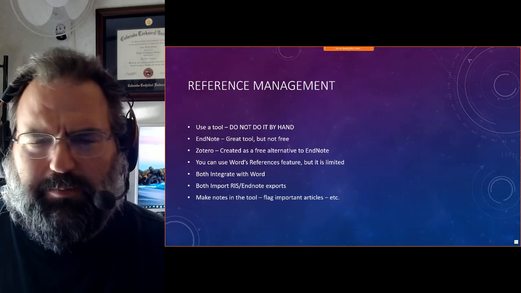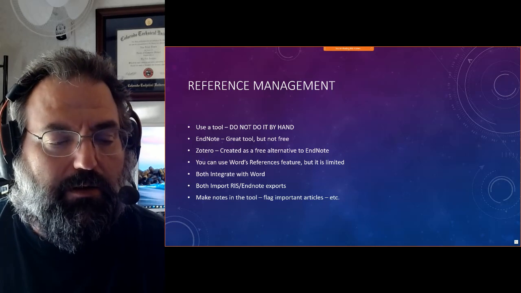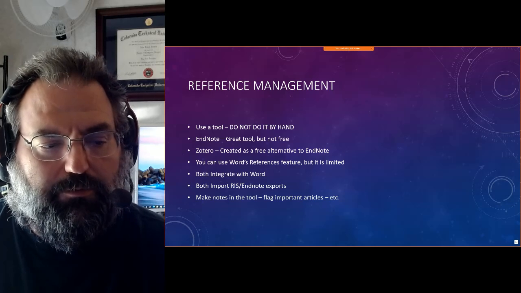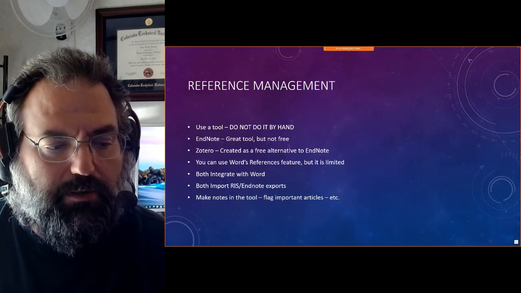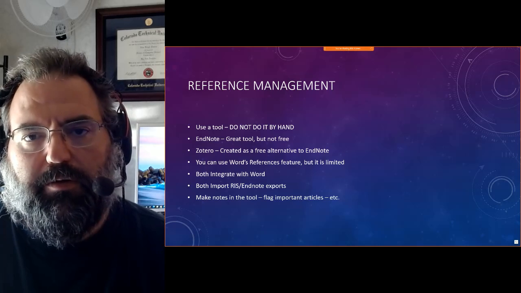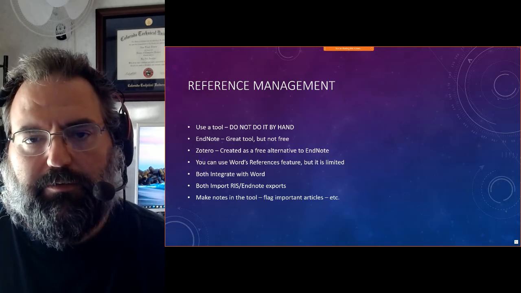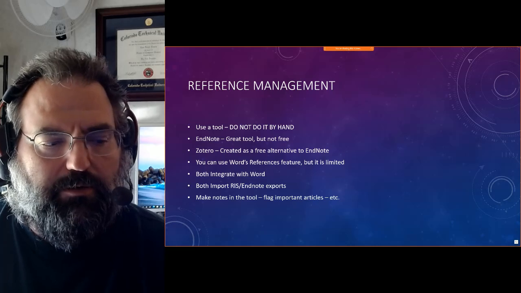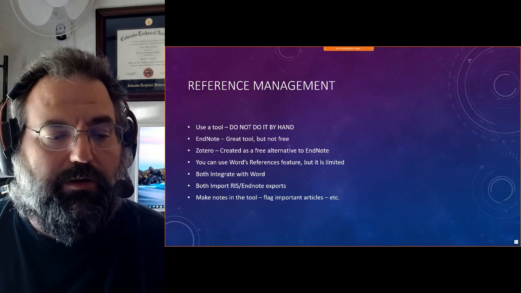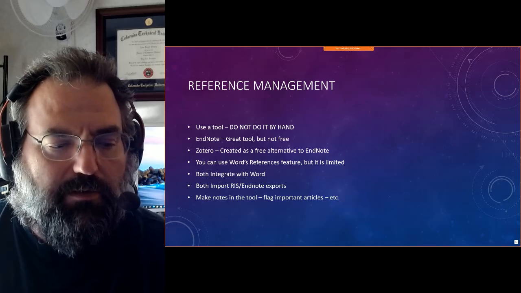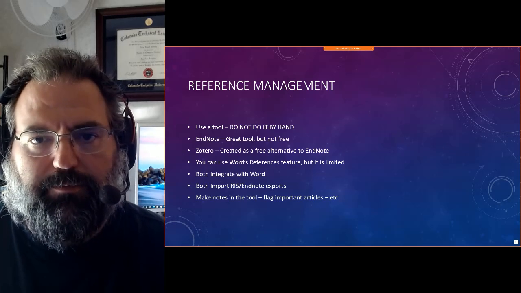In a course like this, you probably won't have that many, but if you were to have a lot, you definitely want to use some sort of reference tool. EndNote and Zotero are both good. They integrate with Word, and make it easy to import things from various sources via RIS or EndNote exports. You still have to double check them because garbage in, garbage out, right? So you want to make sure that you fix it so that it is appropriate for APA.